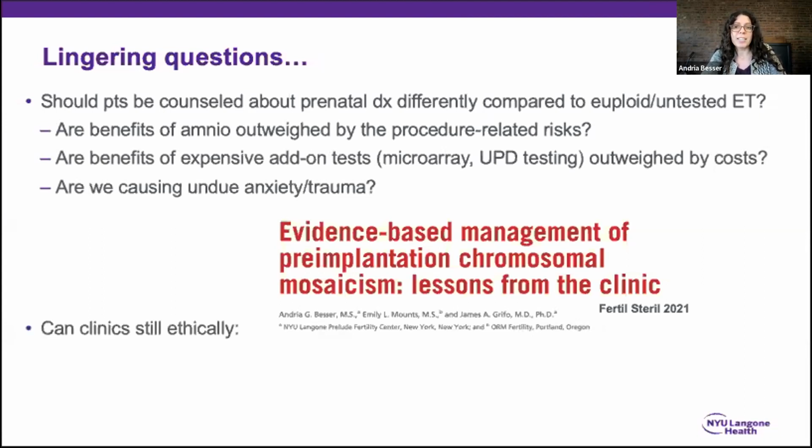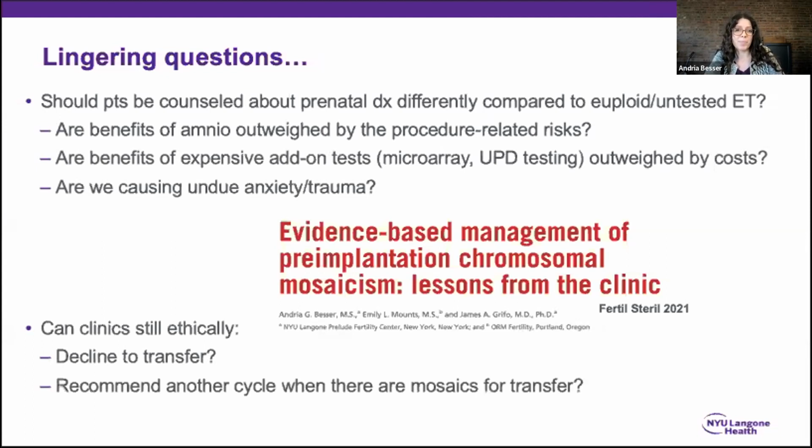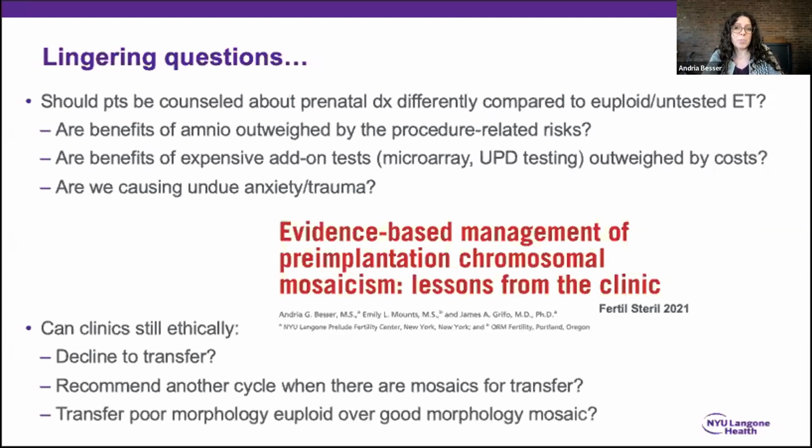And while the current guidelines state that providers can accept or decline to transfer mosaic embryos, can they still really ethically choose to decline given the data that we have today? Can they ethically recommend that the patient undergoes another expensive, physically and emotionally demanding IVF cycle to try to get a different embryo that may or may not have a better chance of success or may not have any different risks? And in cases where the data predicts a higher pregnancy rate for a mosaic embryo compared to a euploid because of the morphology, can we still justify transferring the euploid first, even though that feels more comfortable for everybody?